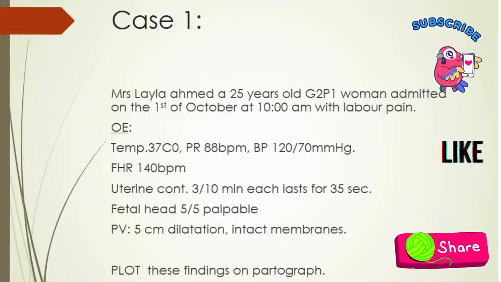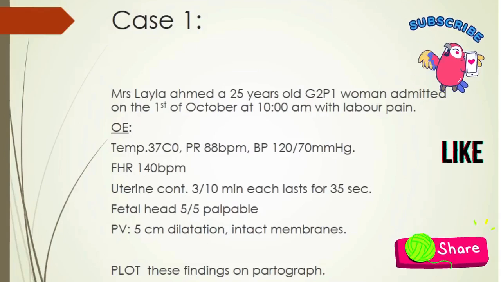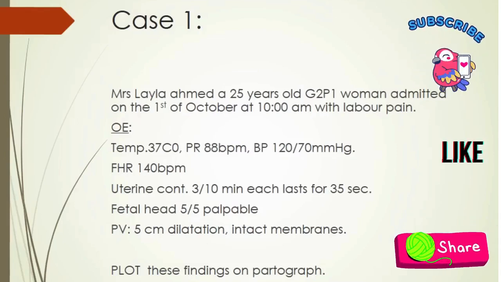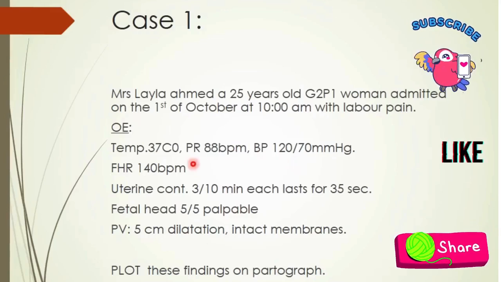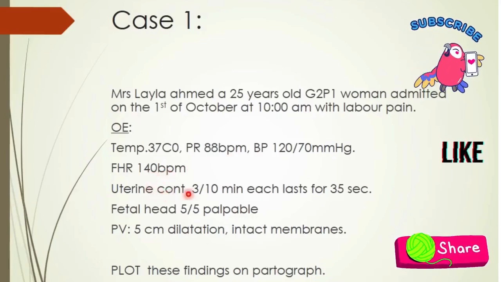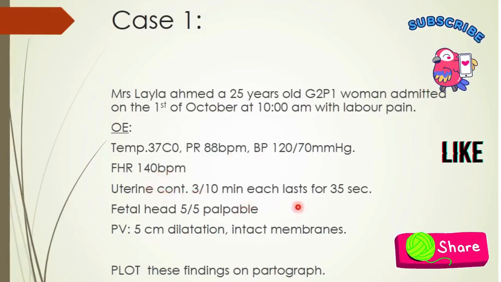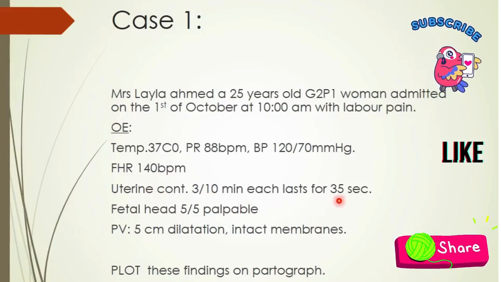Case number 1. Mrs. Layla Ahmed, a 25 years old, gravid 2-para-1 woman, admitted on the 1st of October at 10 a.m. with labor pain. On examination, temperature 37 centigrade, pulse rate 88 beats per minute, blood pressure was 120/70 millimeter mercury, fetal heart rate 140 beats per minute, uterine contractions 3 per 10 minutes, each lasts for 35 seconds. The fetal head is 5/5 palpable.